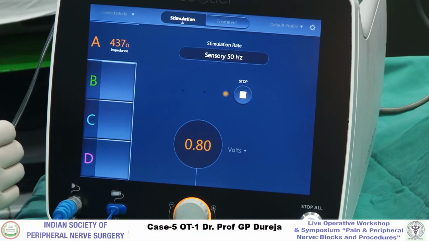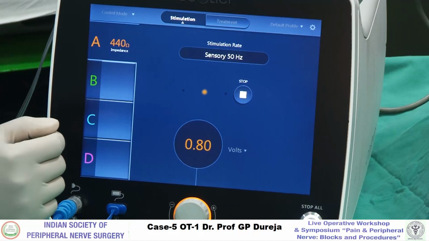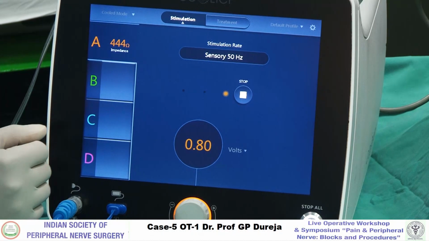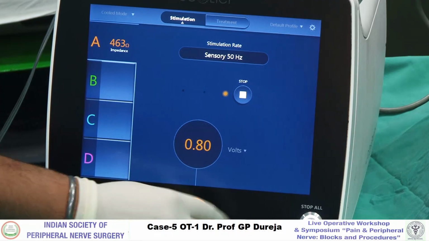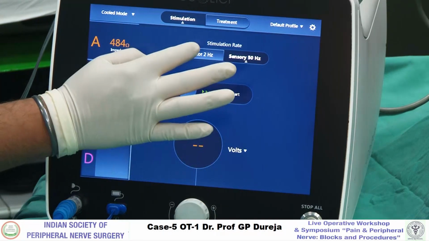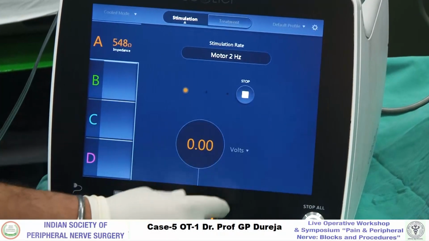What should be the ideal response, sir? Till about 0.5 there should not be any response, only a local response, that's it. So she doesn't have anything. Then we do a motor stimulation. With motor you may have some fasciculations locally.